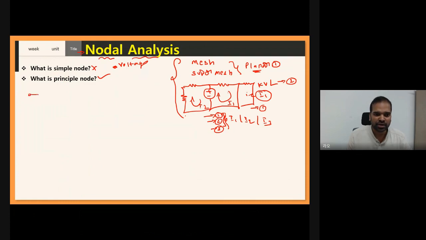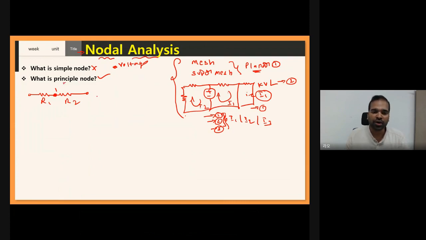A simple node means two elements are connected at a common place. For example, I have taken R1 and R2. These two elements are connected at a common place. This is a simple node. So can I consider this a simple node 1? Yes. Now what would be the principal node?